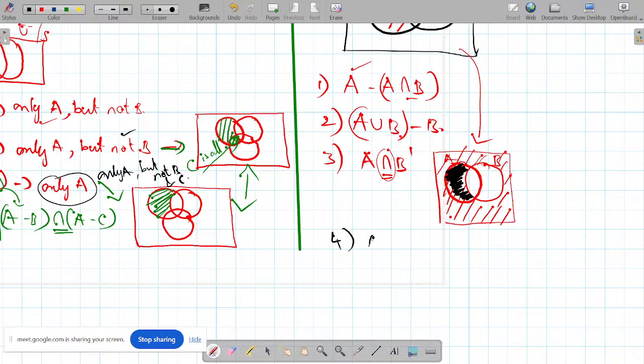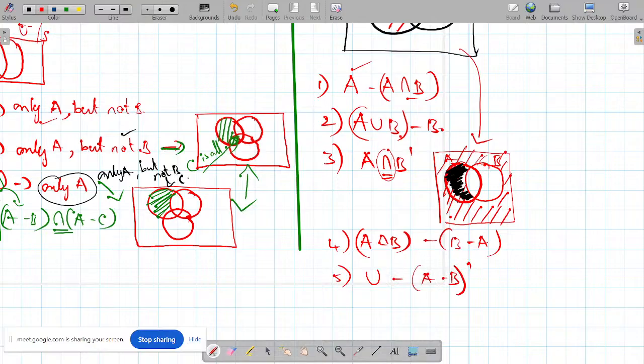Fourth one is A del B minus B. Is it okay? Now fifth one, we are talking about universal set minus (A minus B) the whole dash.